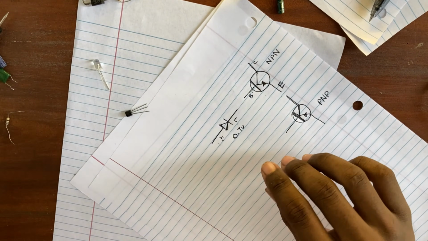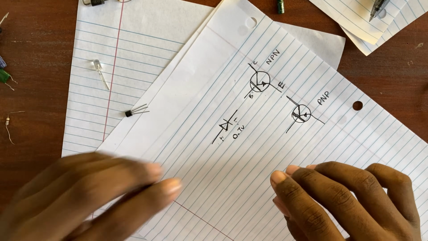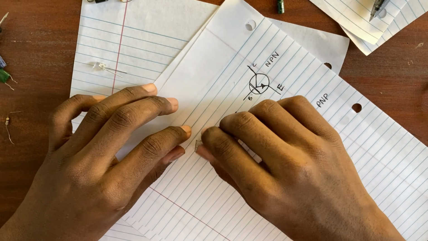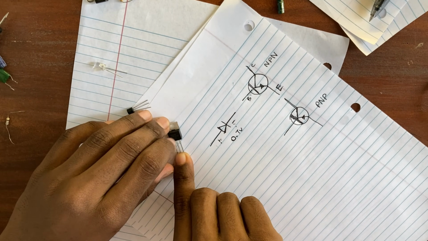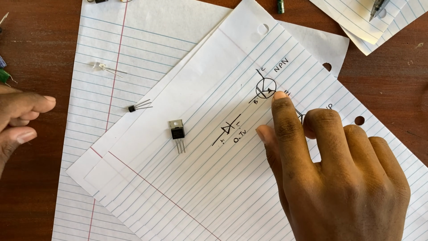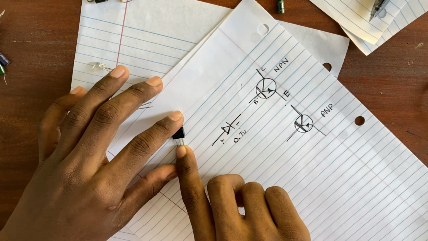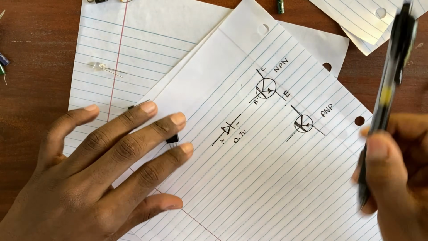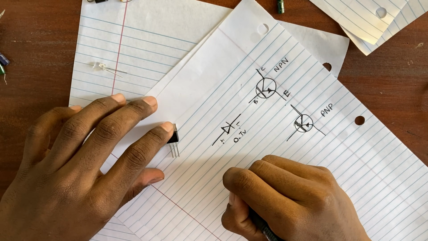Then we have the MOSFET. Let's take a MOSFET. This is a MOSFET. Unlike a transistor, this doesn't need current to flow through the base, so we don't need a resistor, and it only requires voltage. So the symbol for the MOSFET is this.